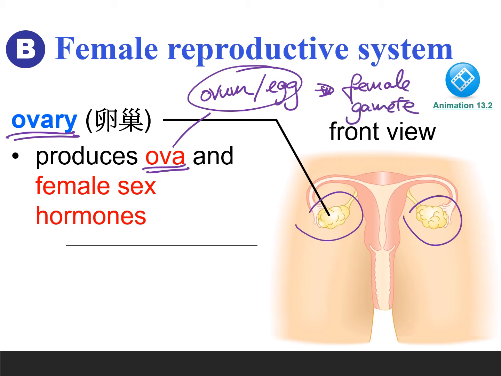And the ovary also produces the female sex hormone, which helps you to develop into a female with curves on your body, 有啲曲線啦, with the breast enlargement, 嗰個胸部嘅發展啦, and also hip enlargement, 女士就有曲線啦.